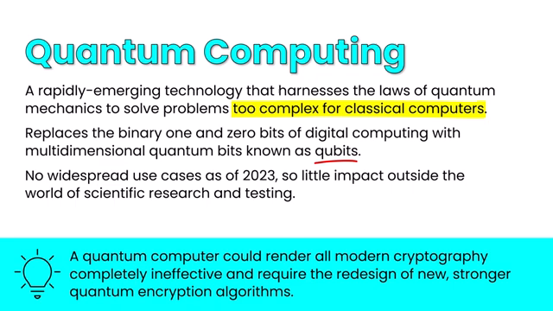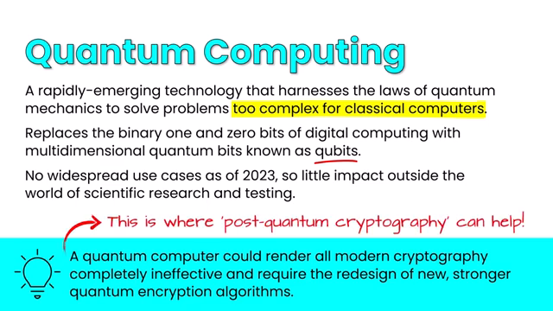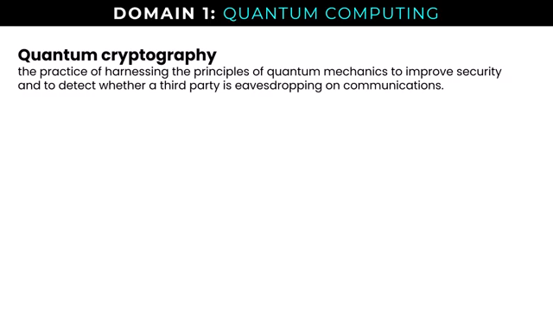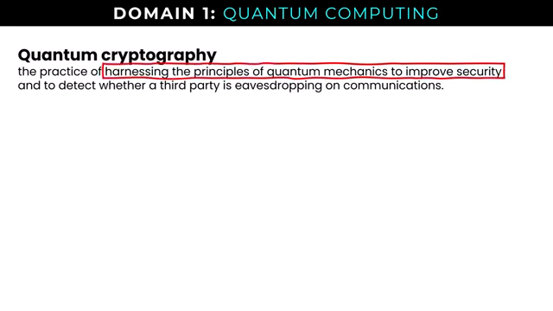A quantum computer, though, could render all modern cryptography completely ineffective and require the redesign of new, stronger quantum encryption algorithms. Now this is where post-quantum cryptography can help. Let's talk a bit more and you'll understand why I bring up post-quantum cryptography in just a moment. So quantum cryptography is the practice of harnessing the principles of quantum mechanics to improve security and detect whether a third party is eavesdropping on communications.